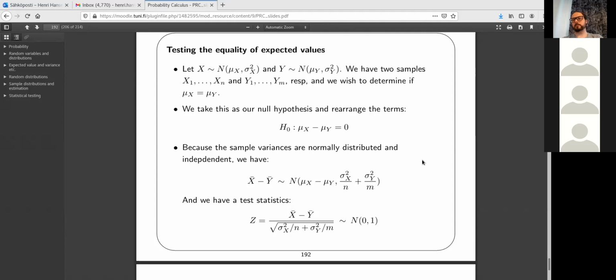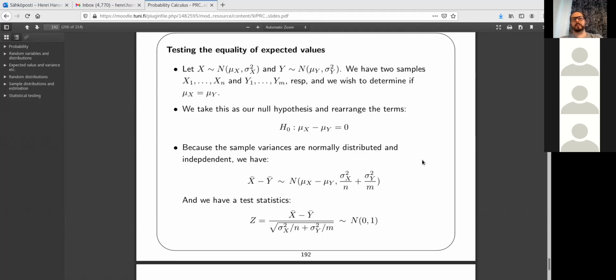And we look at whether they are cured. Or let's say some performance outcome: X would be some nutritional pattern A, and Y would be some nutritional pattern B. For instance, X would be the 100-meter sprint time of people who eat low carbohydrate food, and Y would be the 100-meter sprint time for people who eat high carbohydrate food, or something like this. We have two samples from these, and we wish to determine if the outcomes are the same.